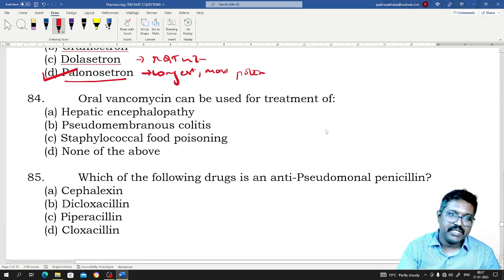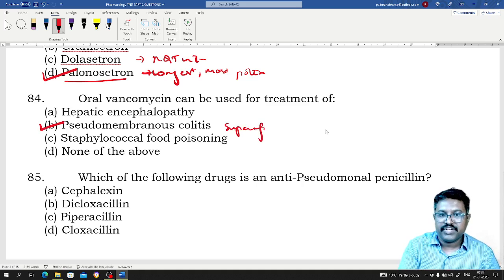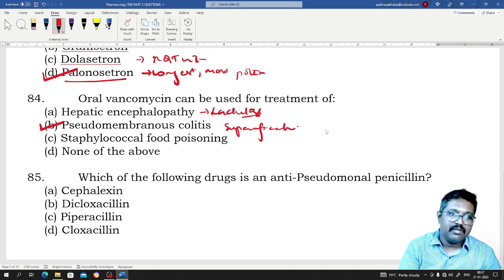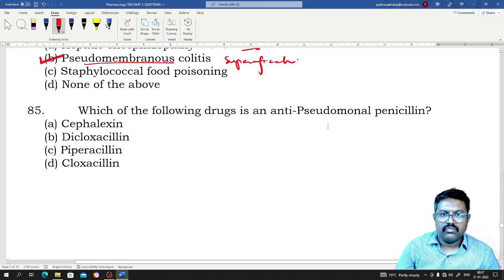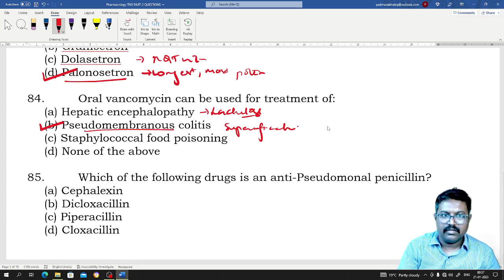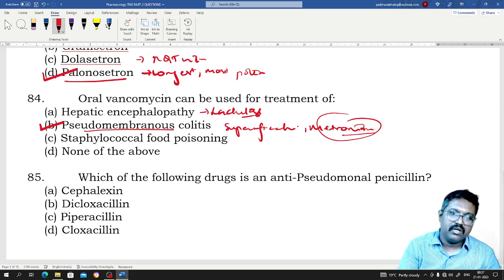Moving on to the 84th MCQ, that is oral vancomycin can be used for treatment of. So please remember, oral vancomycin can be used in the treatment of pseudomembranous colitis, that is in the case of superinfection cases. Hepatic encephalopathy, you can use lactulose. Here the answer will be your pseudomembranous colitis. Which of the following, if they are not given vancomycin, if they ask about metronidazole also, here you can go with the metronidazole. It is also used in the treatment of pseudomembranous colitis.